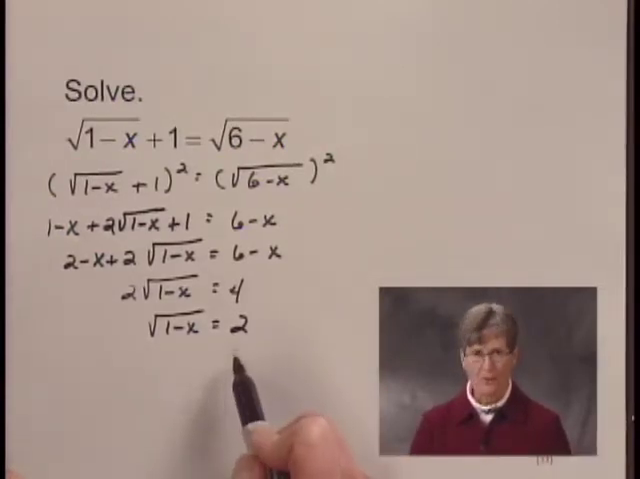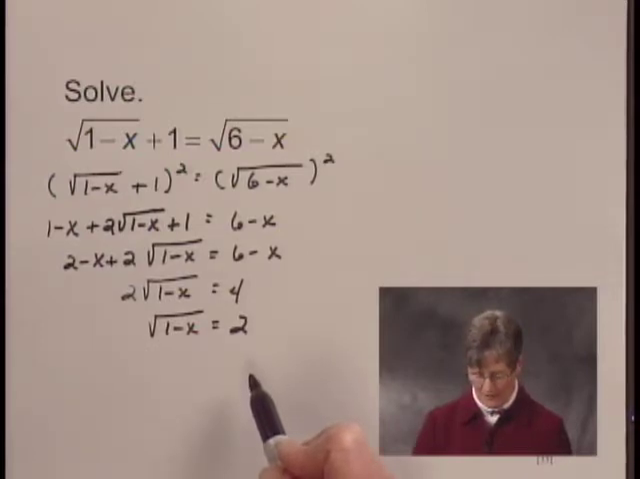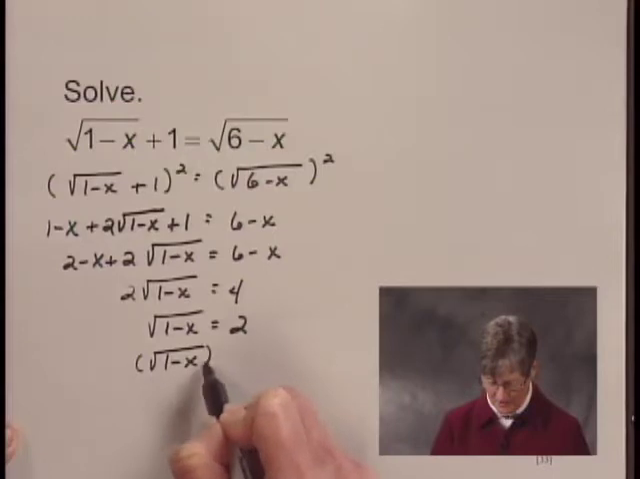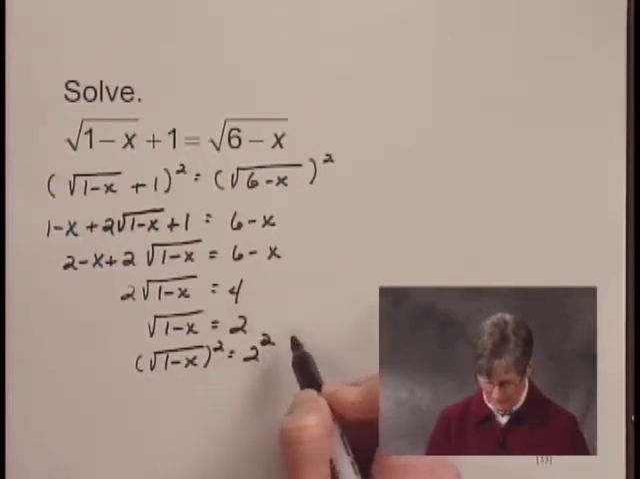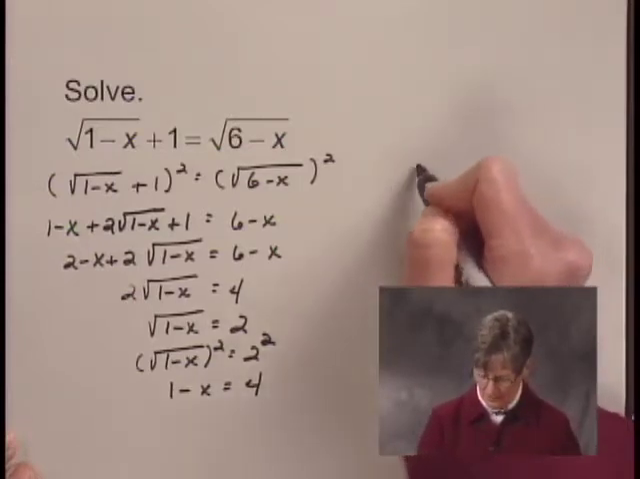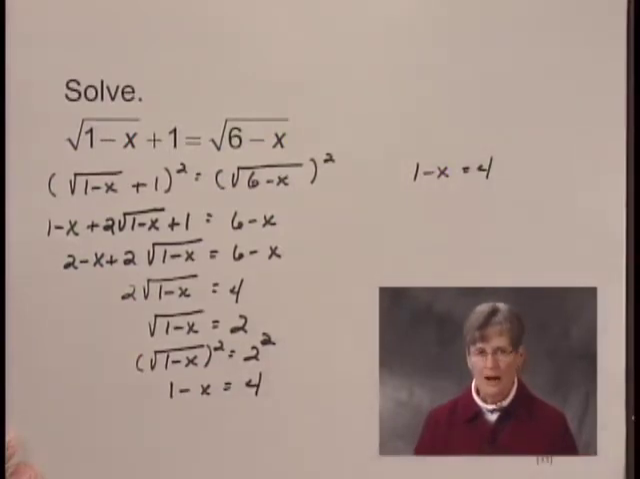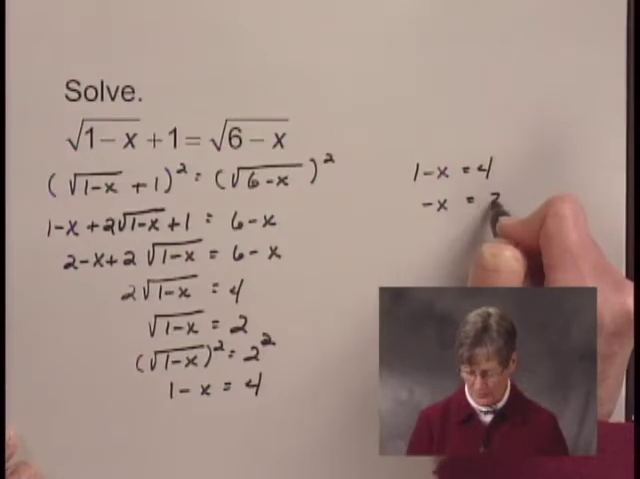And now I need to use the principle of squaring again to eliminate the radical. And when I do that, I have the square root of 1 minus x squared equals 2 squared. The square root of 1 minus x squared is 1 minus x, and 2 squared is 4. And let's go up here. The last line we had is 1 minus x equals 4. I'm going to subtract 1 on both sides, so I'll have the opposite of x equals 3.